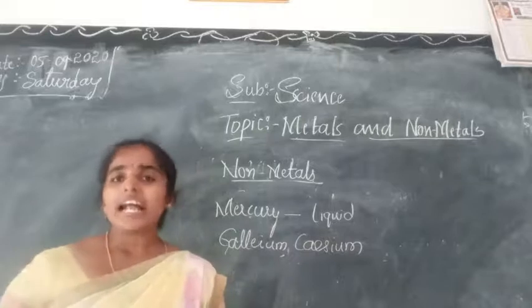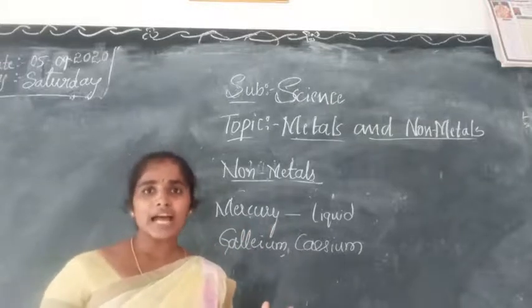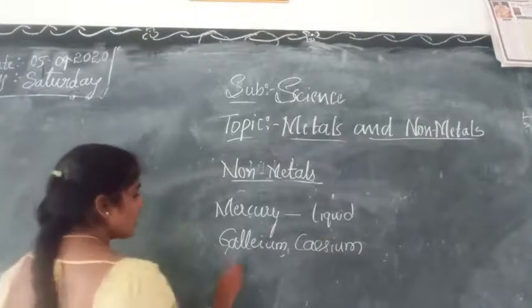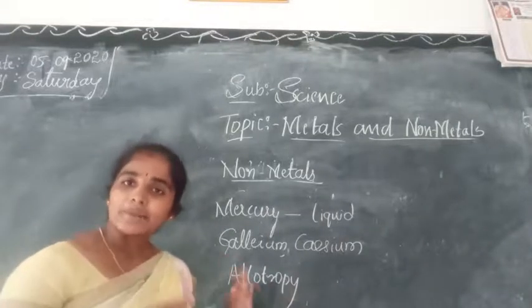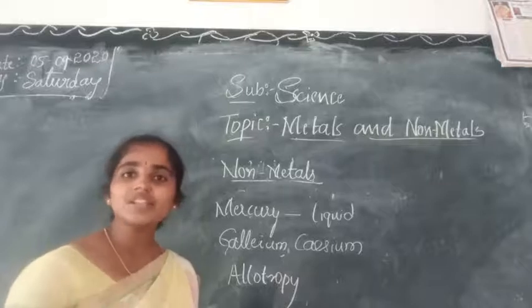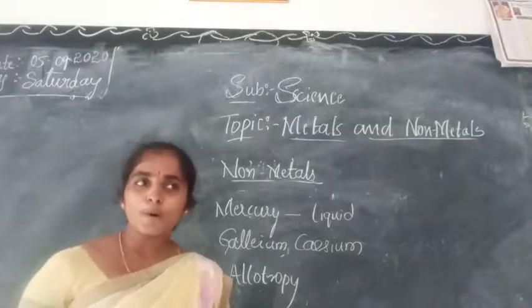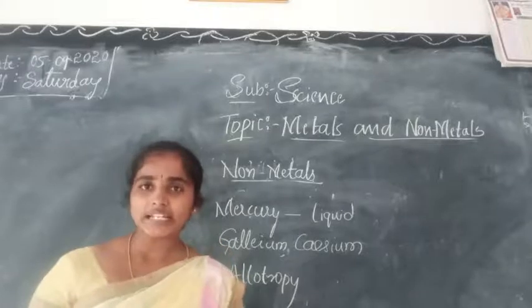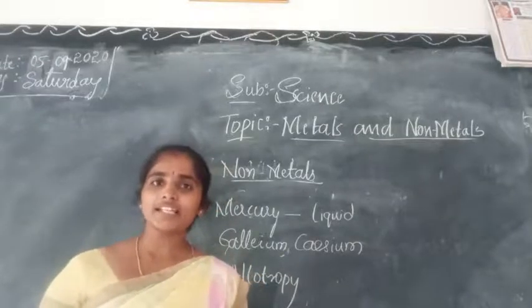And carbon is a non-metal that exists in different forms. You already studied this; we call it allotropy. Diamond is an allotropic form of carbon. It is the hardest non-metal, and it has a high melting point and boiling point.